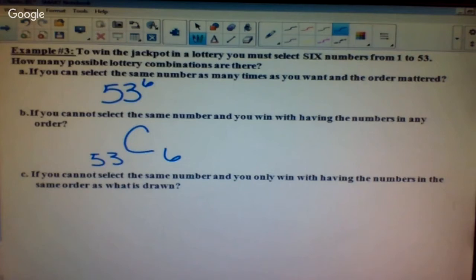Okay, the last one, you cannot select the same number and you only win with having the numbers in the same order as what is drawn. 53P6.